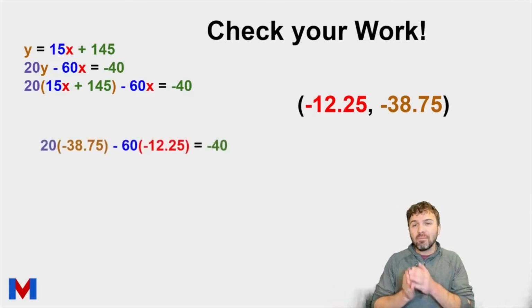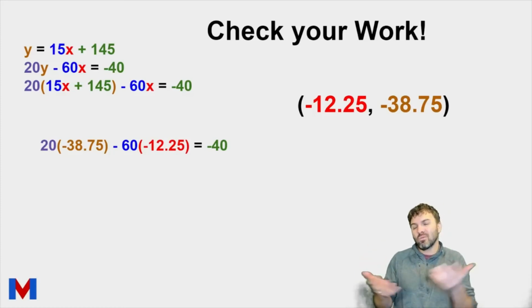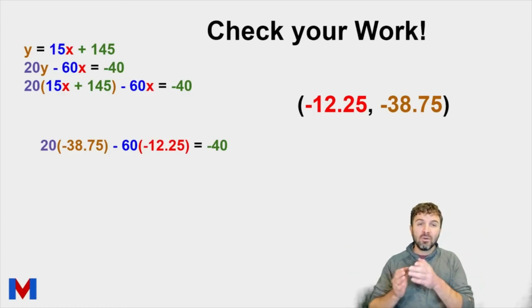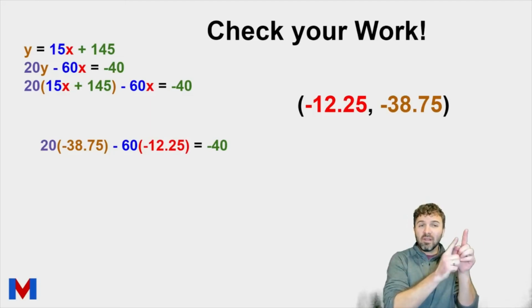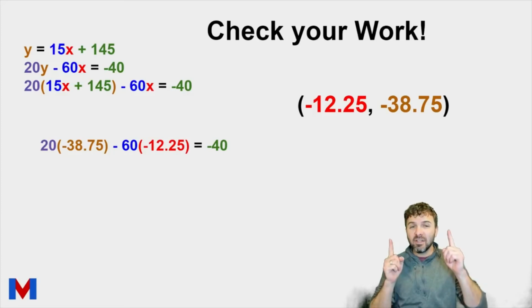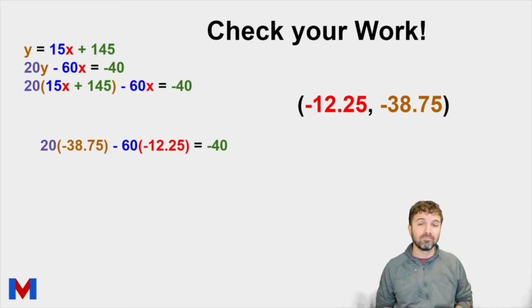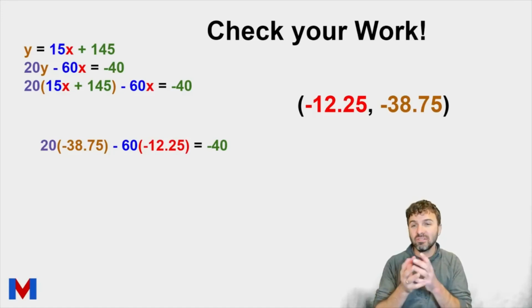All right, I'm going to pick the middle one just because I haven't really used it yet. And I used that top one to figure out y, so I'm like, why not just use the middle one? So I'm going to plug in my y value, that negative 38.75, into the y, and then that x value, negative 12.25, in for x. And then now we just simplify.